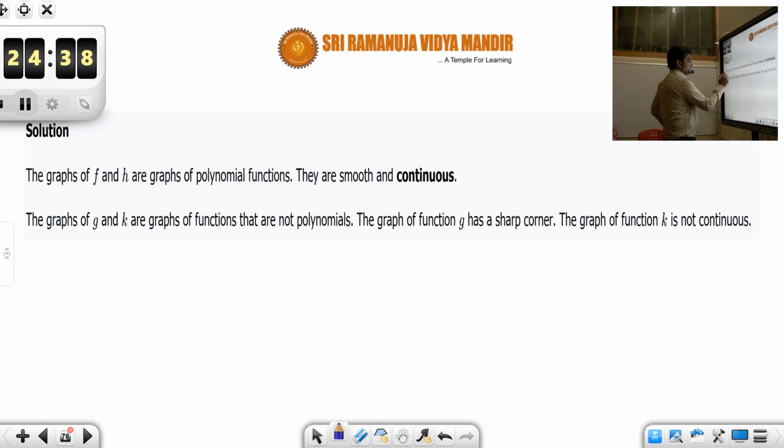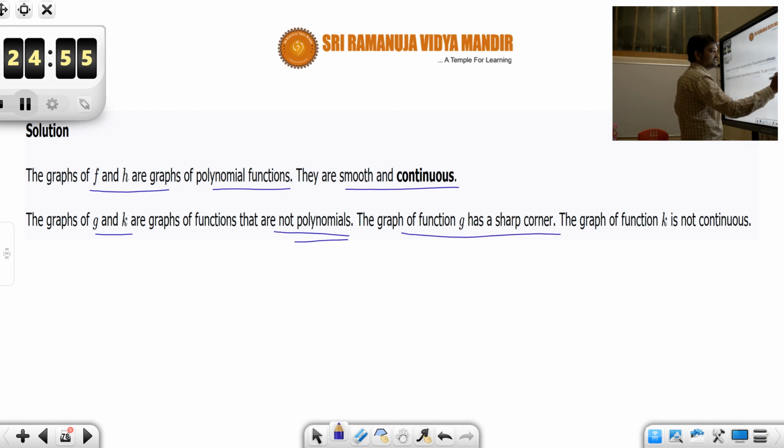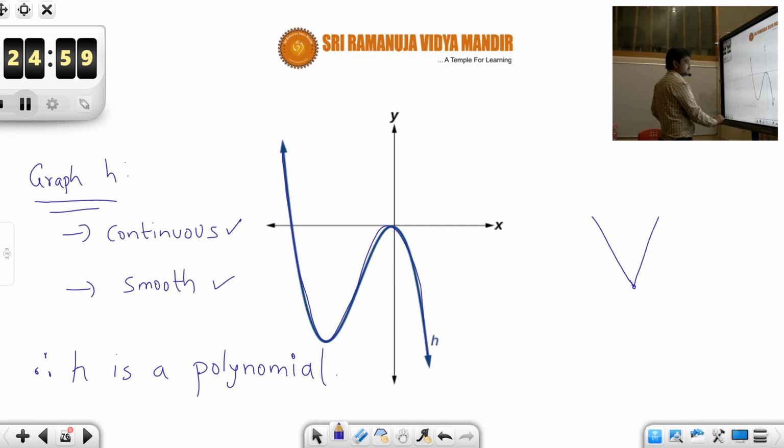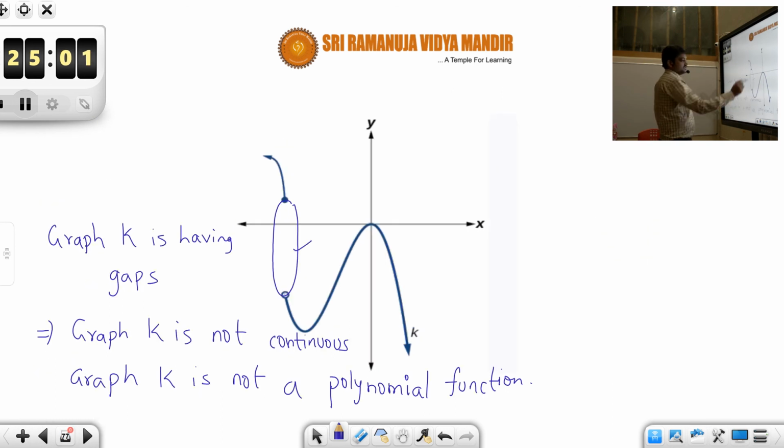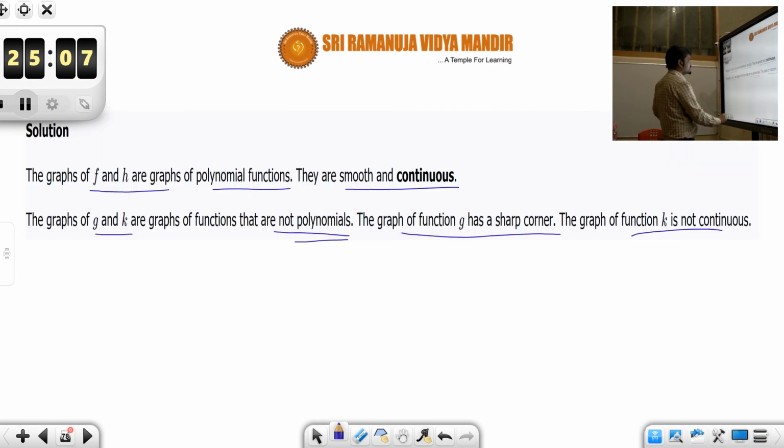So this is the analysis of what we have seen. The graphs of h and f are the graphs of polynomial functions because they are smooth and continuous. So the graphs of g and k are graphs of functions that are not polynomials, because the graph of function g has a sharp corner, and the graph of function k has, see here, a gap over here, so this is not a polynomial function.